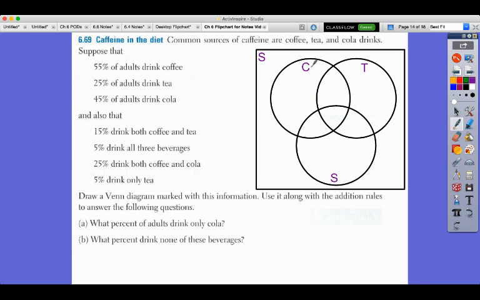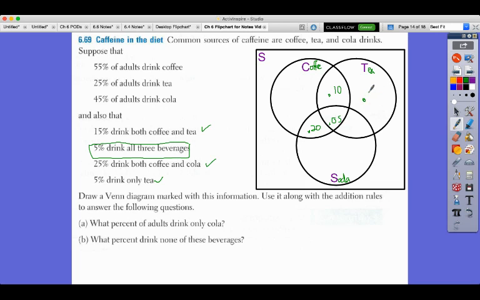Common sources of caffeine are coffee, tea, and cola, which I'm calling soda. Okay? Trying to fill this in, I know that the total coffee has to be 55, but I don't know how much goes in these 3 spots. So I'm looking for the intersections, which right here, this is the first place I want to do. 5%. 0.05. And then we can say, okay, 15 drink coffee and tea. So coffee and tea must be 15, and 10% is here because 5% is used up. And coffee and soda needs to be 25, and we have 5% there, so this must be 20. Cool.